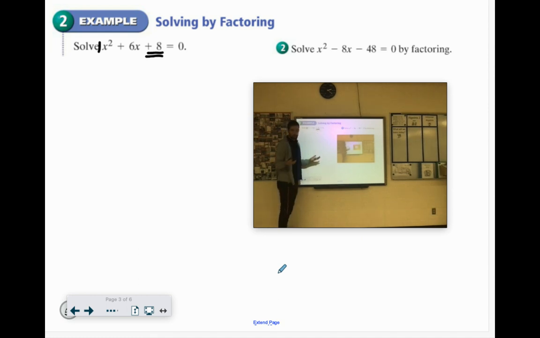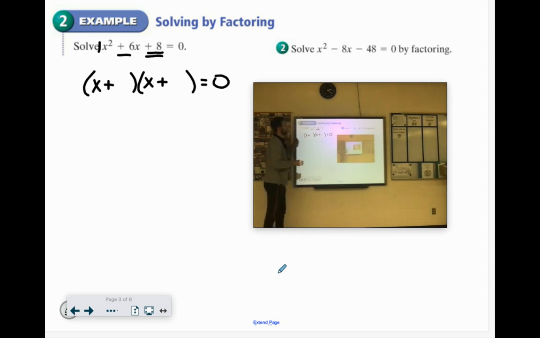It means they're both going to be the same symbols. And they add up to positive 6, so that means they have to both be plus in the parentheses. X plus something times x plus something. So if we're thinking the factors of 8 is either 1 times 8 or 2 times 4, which set adds up to that middle number 6, 2 and 4?